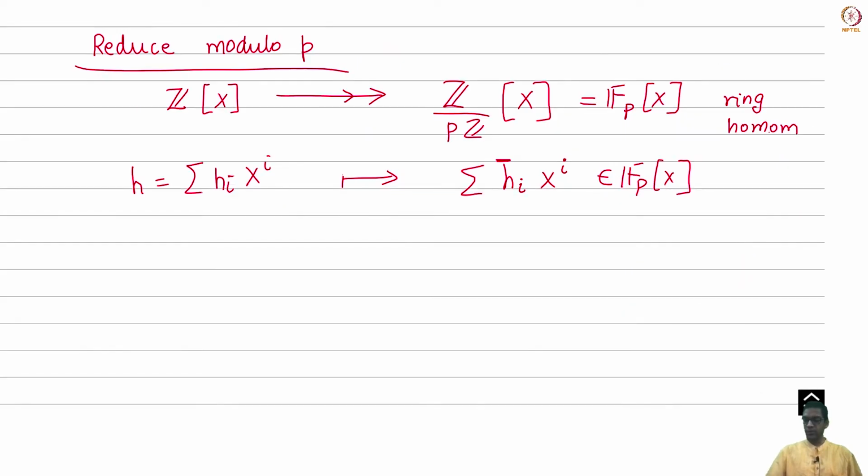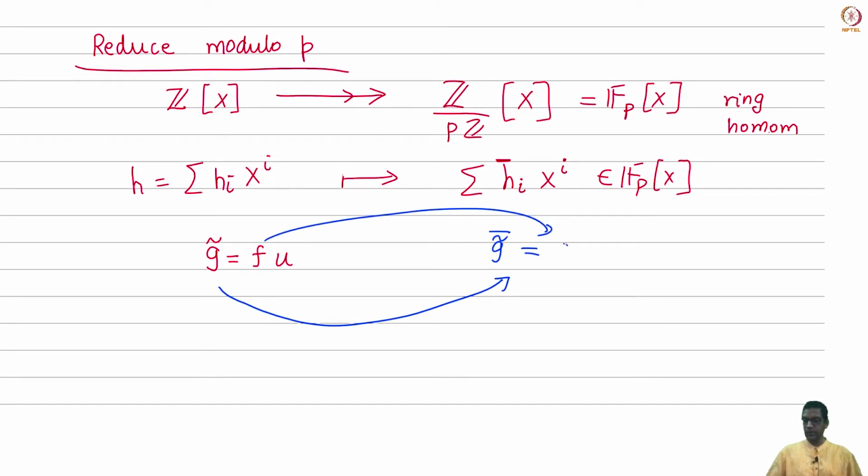So I will just apply my homomorphism to this equation. I have g tilde equals f times u, that's an identity true in Z[x]. If I apply my reduction modulo p to each of these terms, g tilde goes to some polynomial g tilde bar, f maps to f bar, u goes to u bar, and because it's a homomorphism, the same identity holds: g tilde bar is f bar times u bar. This is now an identity in the ring F_p[x]. So what does that mean? Let's analyze this reduced equation.